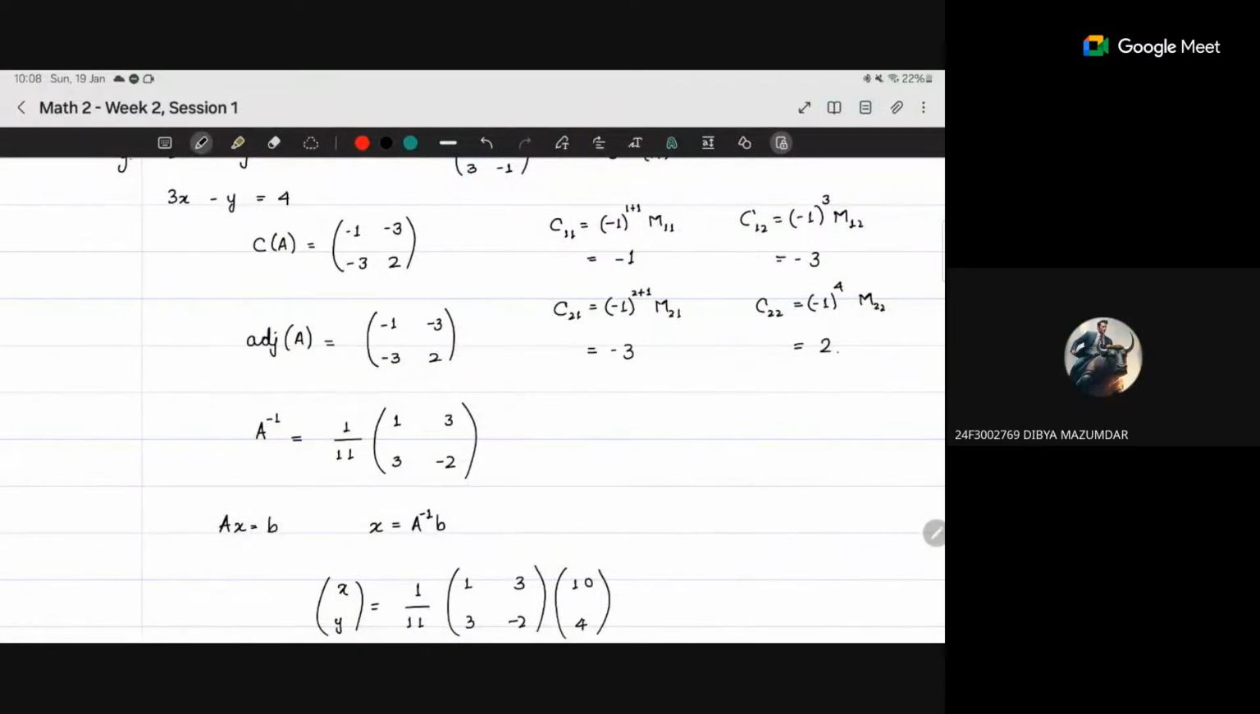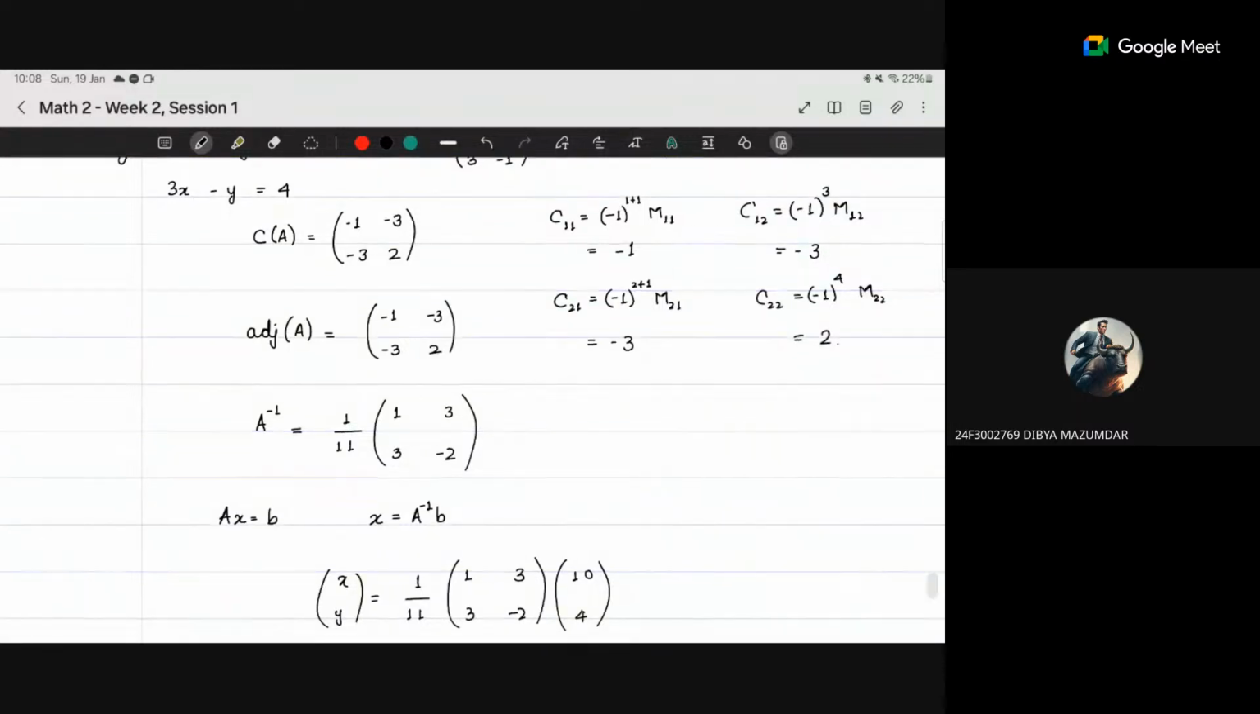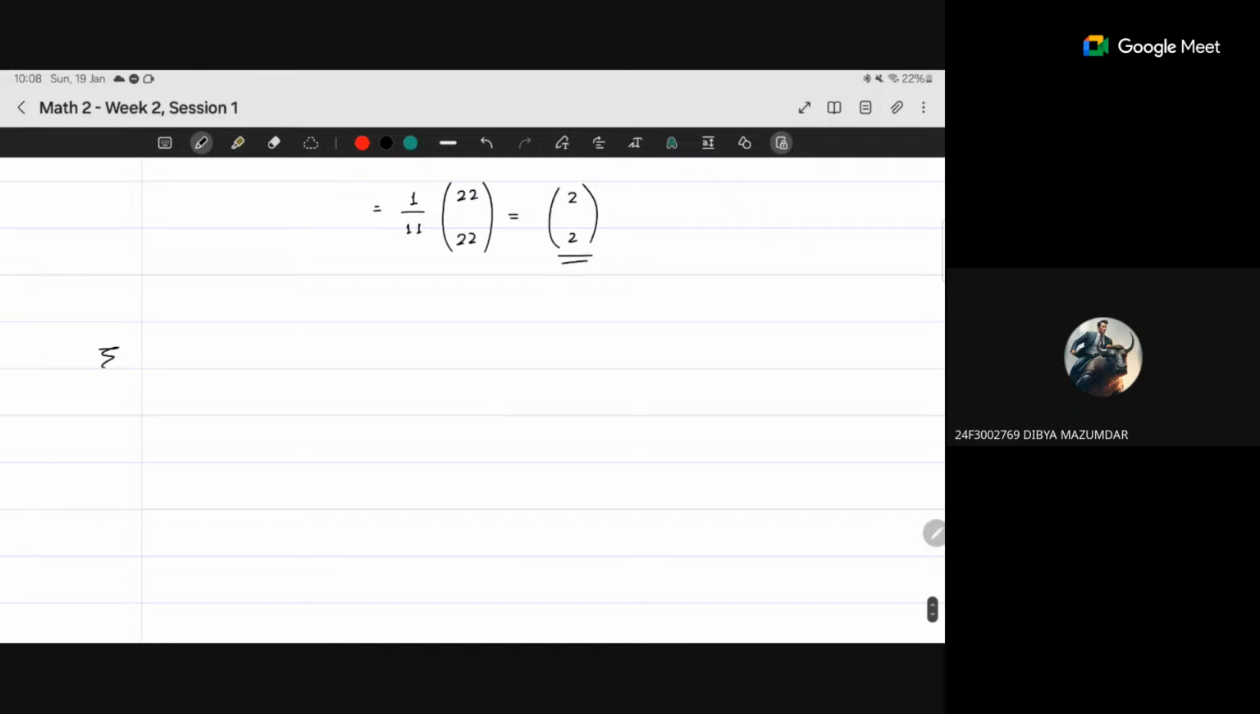Sir, suppose you write a third order matrix. Suppose first row is 1, 3, 2. Second is 2, 0, 4. And third is 3, 6, 5. Okay. I find the adjugate.